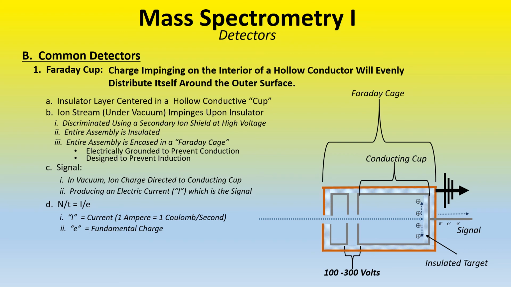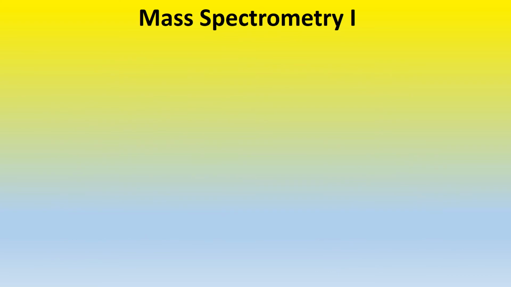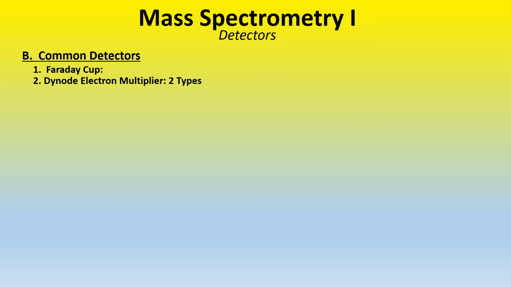So Faraday cups are particle counters. You measure current by literally measuring the number of ions that are flowing. This makes them extremely accurate. Among detectors, the common ones, in addition to a Faraday cup, you can have what is called a dynode electron multiplier, of which there are two types. You've seen this already. They essentially operate on the same principle as a photomultiplier tube.